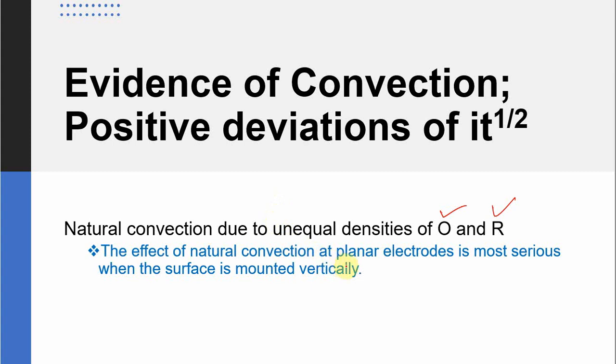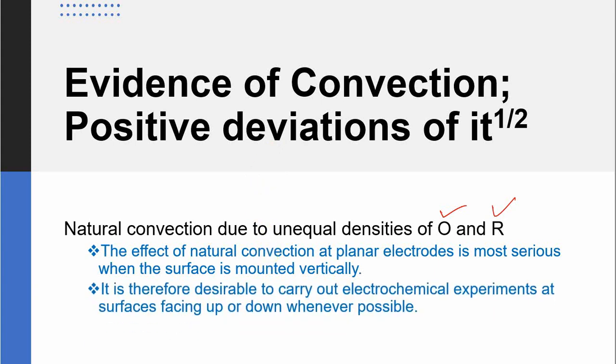The effect of natural convection at planar electrode is most serious when the surface is mounted vertically. So this can be minimized by carrying out electrochemical experiments at surfaces facing up or down whenever possible.